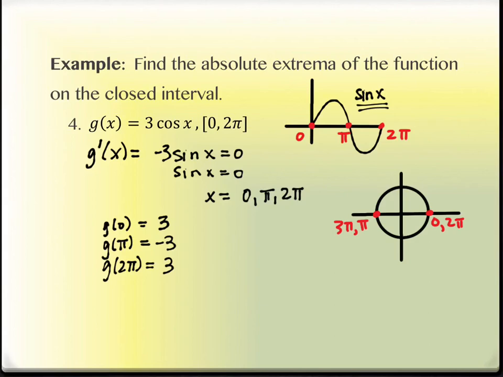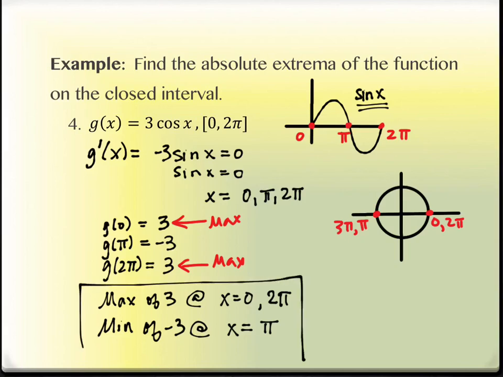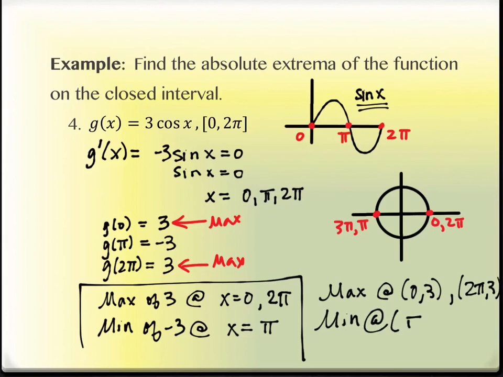Because my interval is big enough, this shouldn't surprise us. There is the possibility sometimes, especially with trig functions, that we have 2 maximums, which have the same y value and are the largest. So these are both maximum values. So we have a maximum of 3 at x equals 0 and 2 pi. And remember, the only reason I didn't have to test the endpoints is because I already tested them by default. Otherwise, I'd still have one more step. And then my minimum of negative 3 at x equals pi. Or if you're writing them in ordered pair form, you would say we have a maximum at (0, 3) and at (2 pi, 3), and you have a minimum at (pi, negative 3).